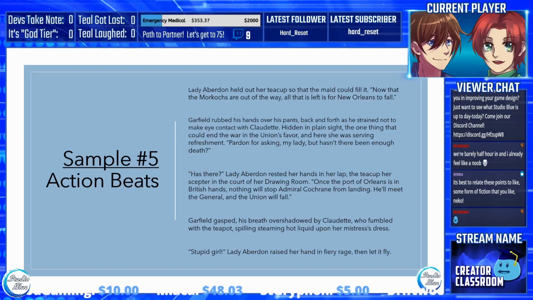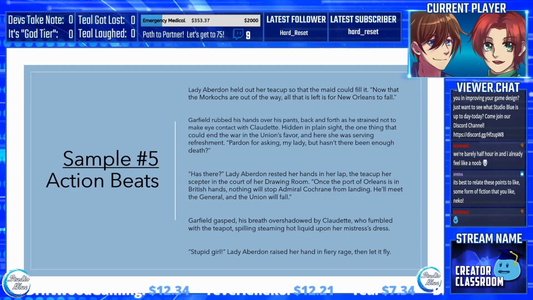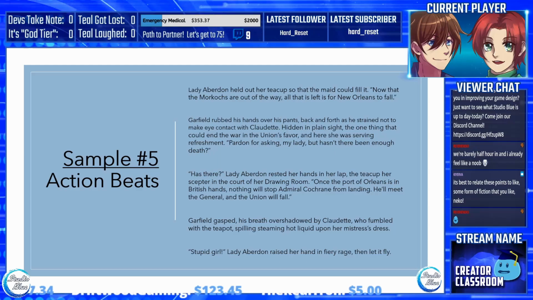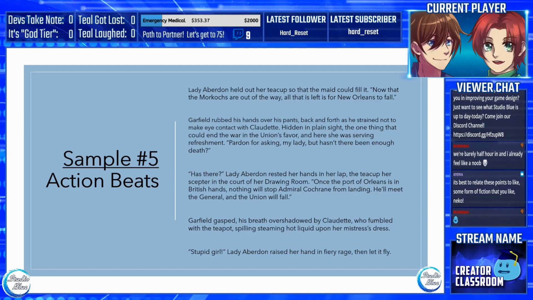Well, as far as beats go, I'm looking at the paragraphs themselves. Right. Lady Aberdeen, Garfield. Lady Aberdeen, Garfield. Lady Aberdeen. Right. Yep. Now, if we were going to do an advanced writing class, if we were actually going to teach you writing techniques, I would have replaced Garfield's second Garfield with he, because we already know he's the only male in the scene, so you can say he. Same thing with Lady Aberdeen. Lady Aberdeen's second or third would be a she at some point, whenever it doesn't clash with Claudette.